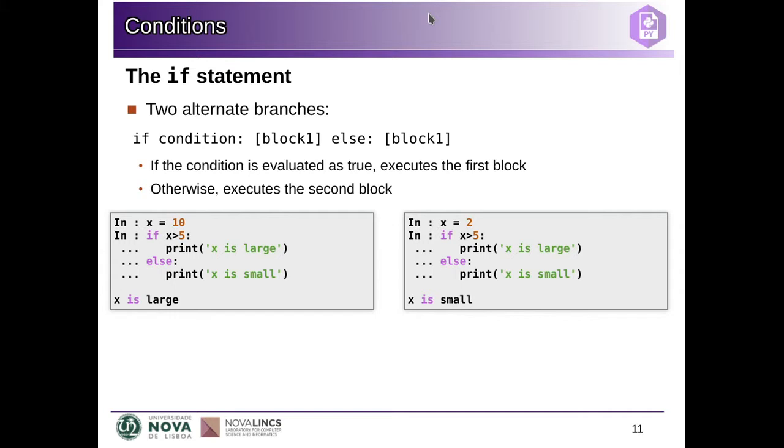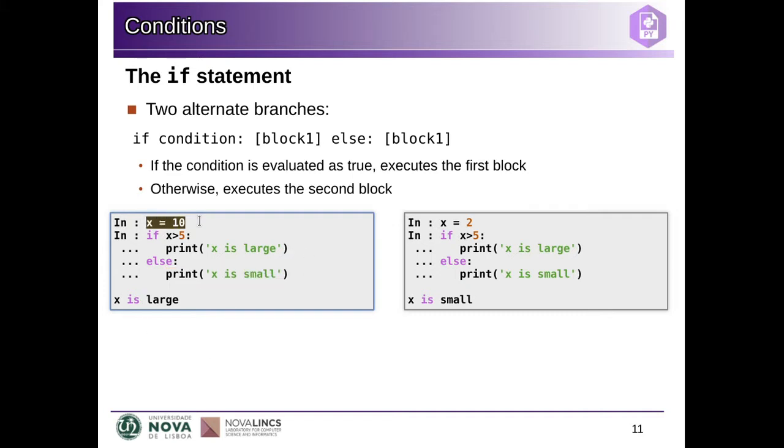One other way of constructing an if statement is to have two alternate branches, guaranteeing that exactly one of them will be executed. To do this, we have if, a condition, one block of code, then else, and another block of code. What this means is that if the expression evaluates as true, then the first block of code is executed. If not, then the second block of code is executed. So exactly one of these will be executed depending on the value of the expression.